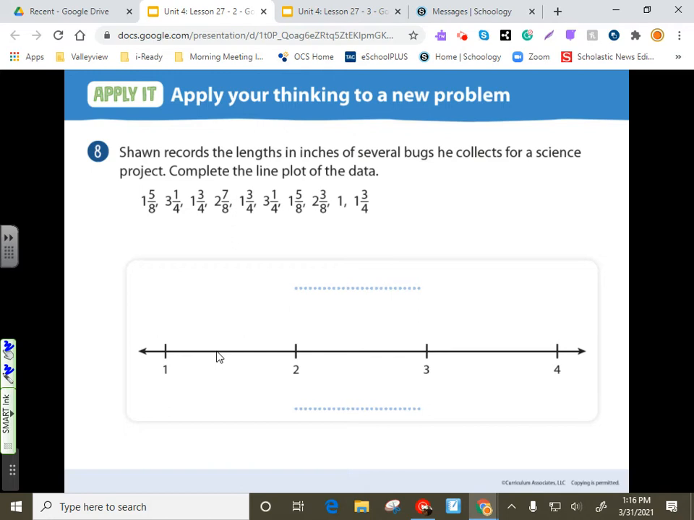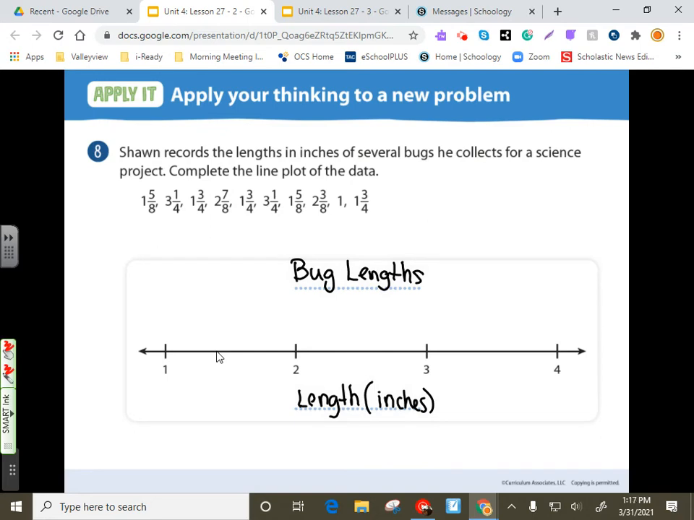So let's name what the line plot's going to be before we put anything on it. Since Sean is measuring the length of these bugs, let's call this line plot bug lengths. And then below the line, we talk about the scale. So basically the length, and in these parentheses, what unit are we using? We're using the unit of inches. So far, so good.